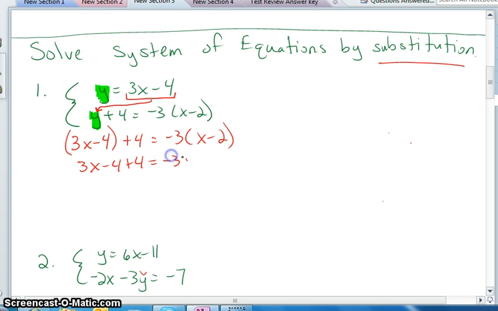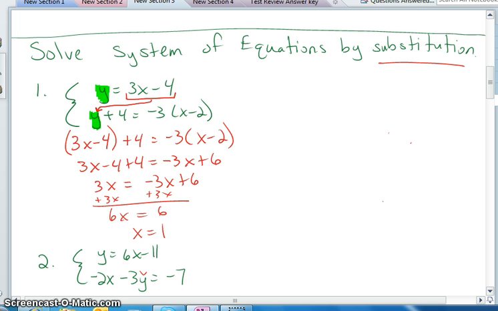I'm going to distribute on this side. I'm going to combine like terms. I'm going to move the x's to the same side. So I have 6x equals 6, which means x equals 1. But remember that a solution is a point. It's an ordered pair. So I need to figure out what's the y value. I know x. What's the y value?